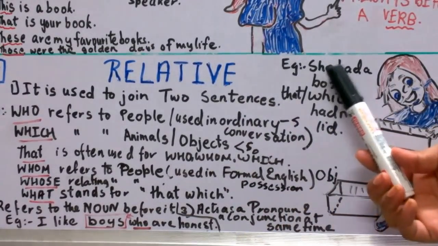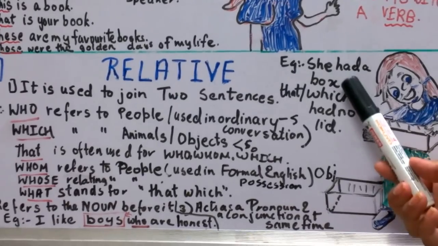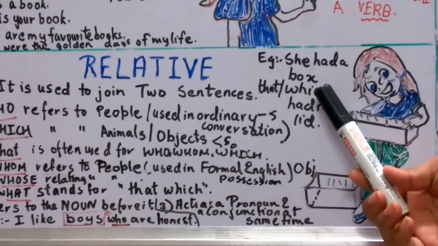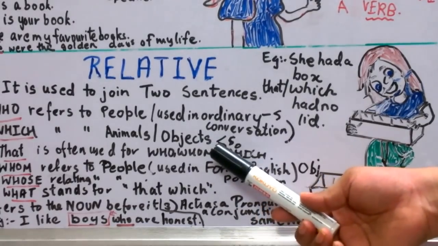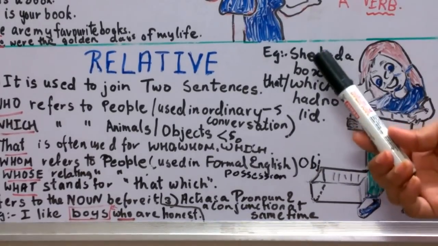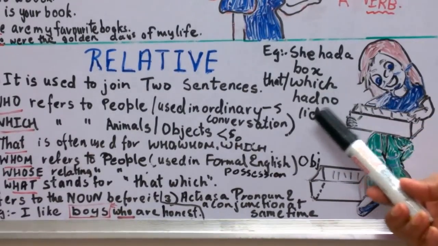For example, I say she had a box. So I used a noun. So we can use that and which. It is a non-living thing. So it is an object. So we can use that. She had a box that had no lid. We can also say she had a box which had no lid.